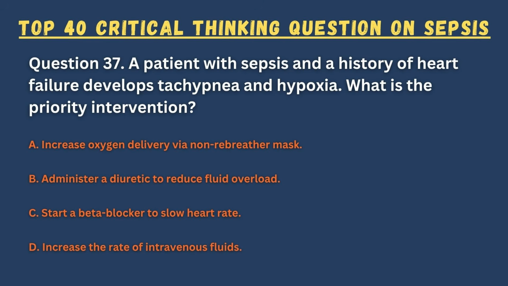Question 37. A patient with sepsis and a history of heart failure develops tachypnea and hypoxia. What is the priority intervention? A. Increase oxygen delivery via non-rebreather mask. B. Administer a diuretic to reduce fluid overload. C. Start a beta blocker to slow heart rate. D. Increase the rate of intravenous fluids.